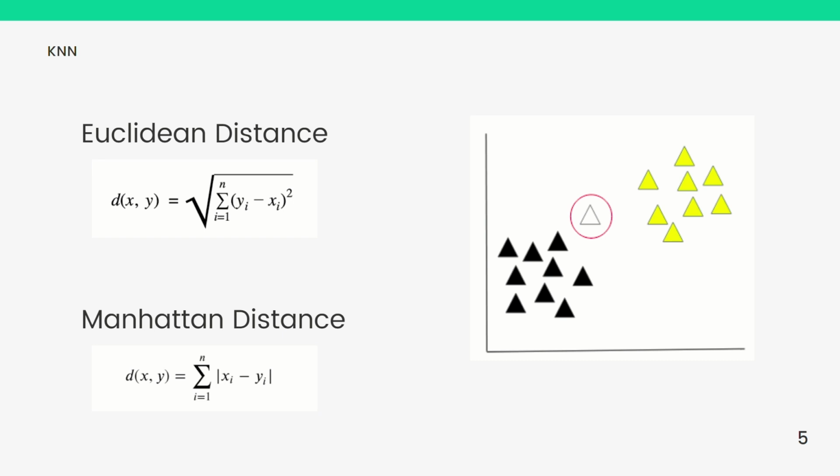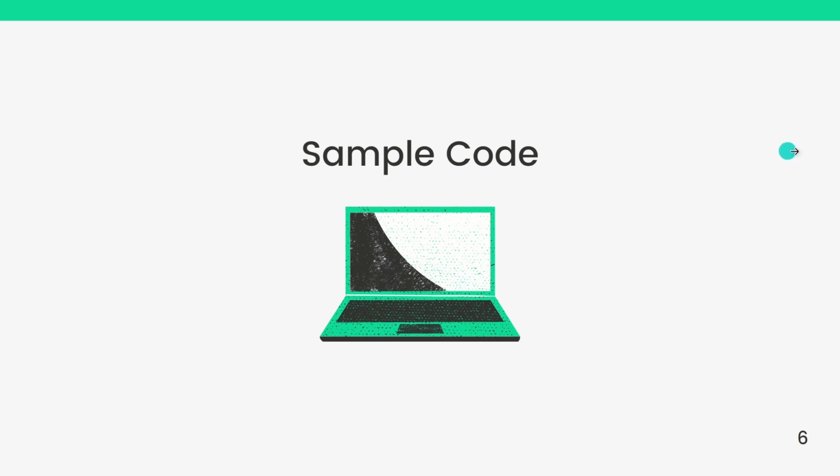And the nearest neighbors, the k nearest neighbors, the value of k is something we have to choose. Let's say the value of k is 3, so we'll see which 3 points are the closest to it, and based on those 3 points we will determine what the test point should be. So that is what KNN is all about, and it can use these two distances. We'll look at a sample code now.